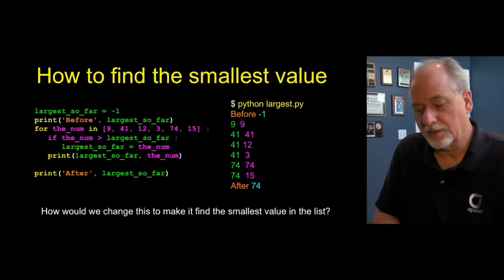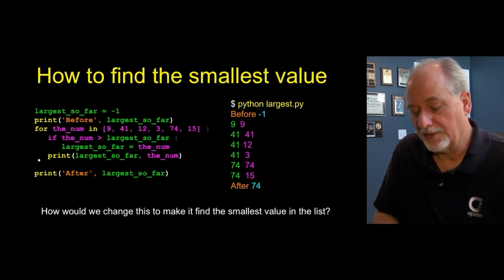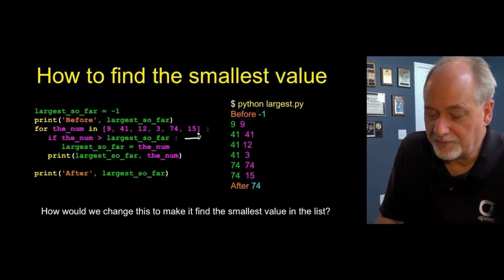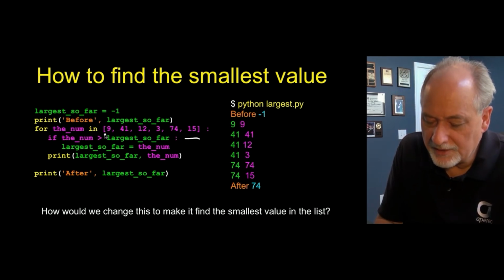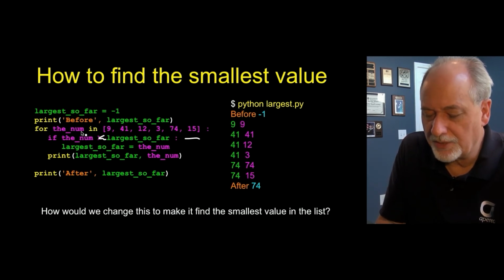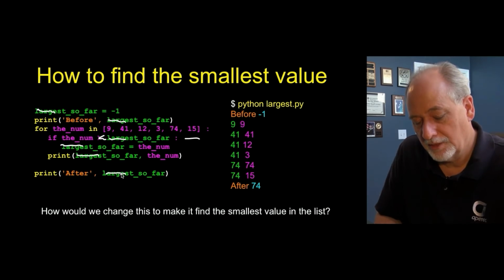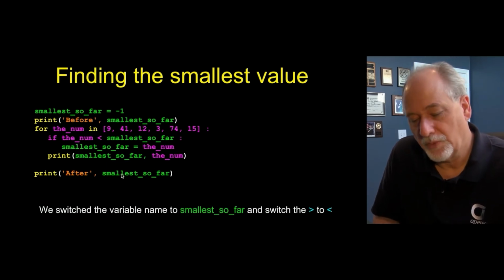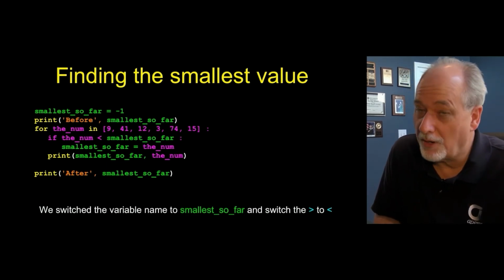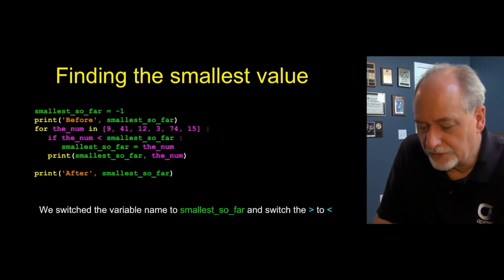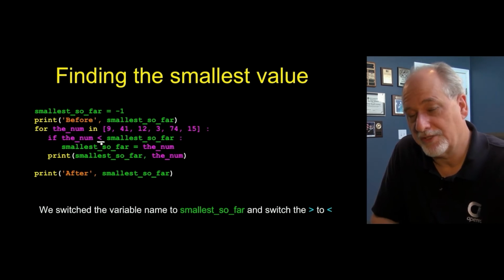Okay. So let's do a couple things. If you look at this if statement that says what's better, it's better now if the number is less than. But then we should probably change this to be smallest so far everywhere. We've changed the word largest so far to smallest so far, and we've changed the greater than to a less than. Is that going to fix it?